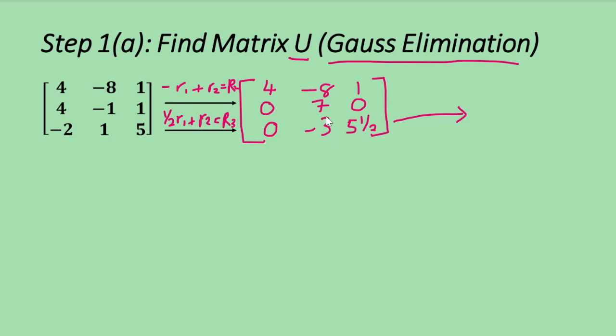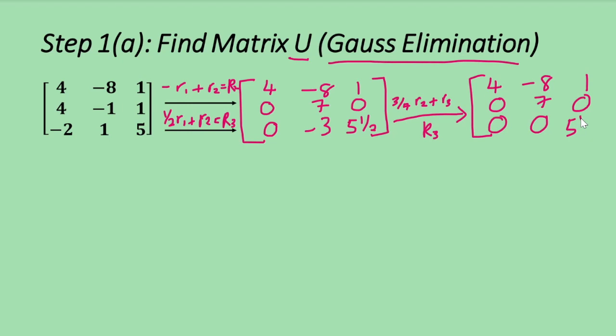And finally, we need to convert the value minus 3 to 0. And how do we do that? We take negative of negative 3 divided by 7. So we have 3 over 7, multiply with the second row, add with row 3. And this gives us the new row 3. And row 1 and row 2 remain the same. So we have 4, minus 8, 1; 0, 7, 0; 0, 0, and 3 over 7 multiplied by 0 is 0 plus 5.5 becomes 5.5. And there you go. This will be matrix U.